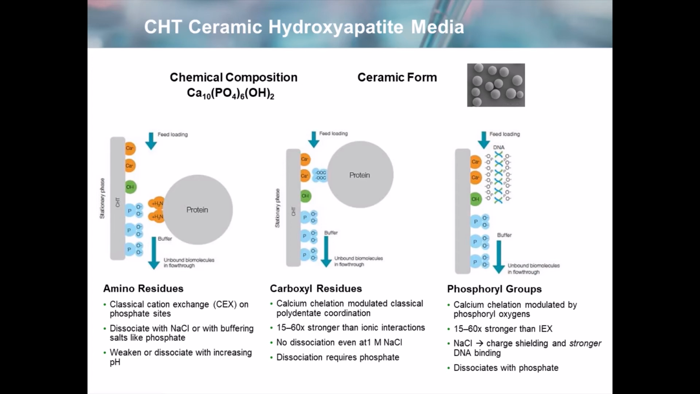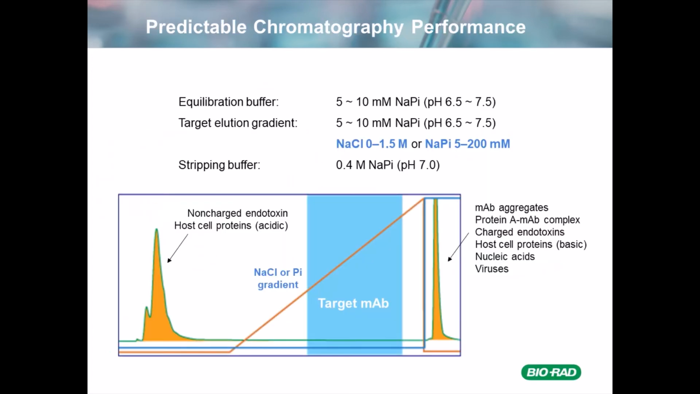One of the major applications of CHT is monoclonal antibody drug production. It's often used as the final polishing step, and there are many protocols published. Typically, a mAb can be bound if we use a buffer containing low concentration of phosphate at around neutral pH. And under this condition, the non-charged endotoxin and the acidic host cell proteins will not be bound, and they appear in the flow-through fractions.